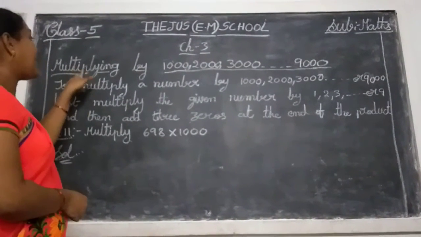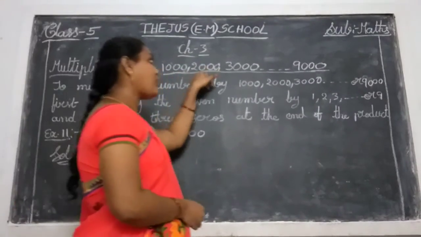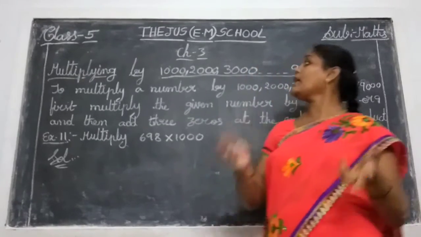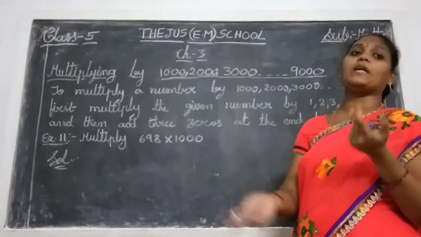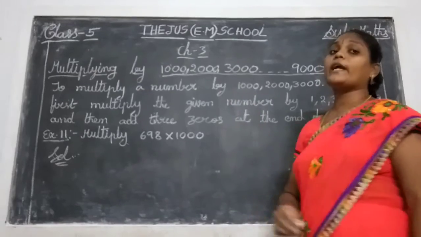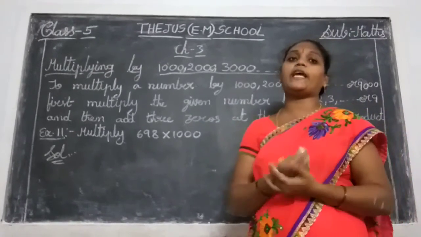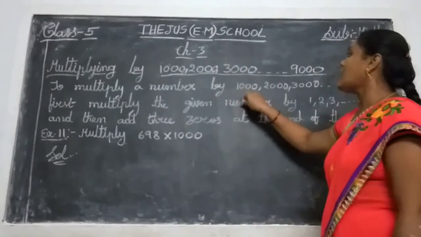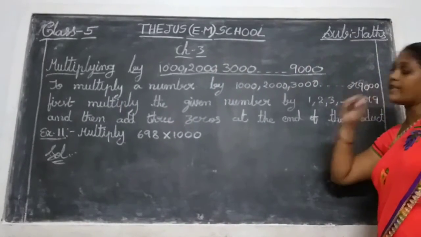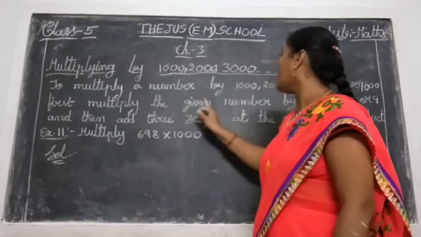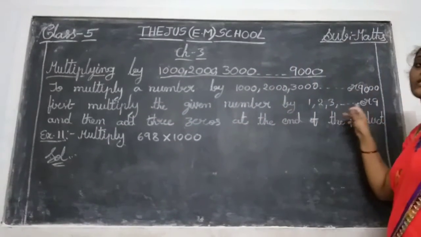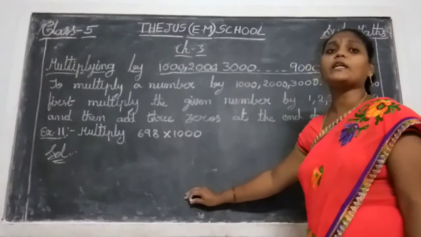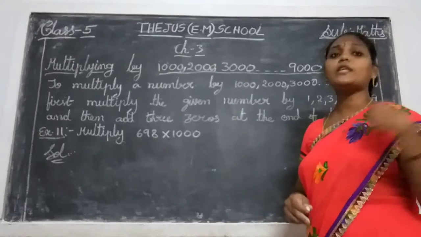See our next one, multiplying by 1000, 2000, 3000 and so on up to 9000. I already explained multiplying by 10 and multiplying by hundreds; now thousands. Okay, thousands mean how many zeros are there? 3 zeros. So see here, to multiply by a number like 1000, 2000, 3000 and so on up to 9000, first multiply the given number by 1, 2, 3 and so on up to 9. That becomes the product. We put 3 zeros at the end of the product. Why have we put the 3 zeros?